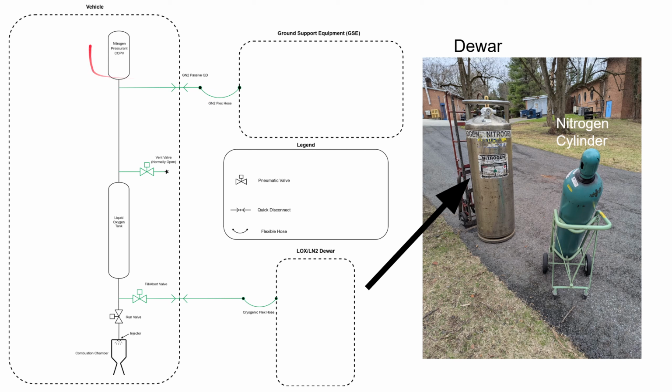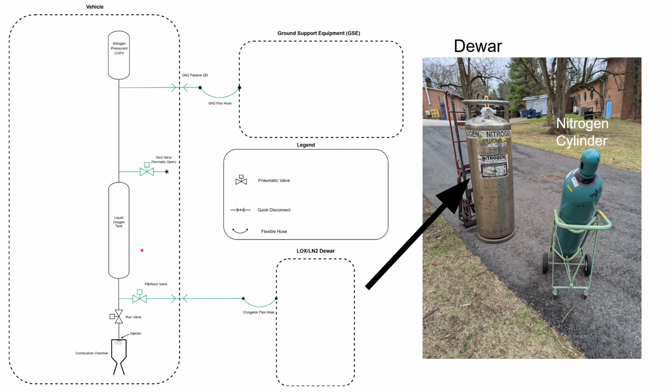On the other hand, our gaseous nitrogen is not cryogenic. It simply comes as pressurized gas in a cylinder like this, and that is connected to our ground station, which I'll talk about later. And when we want to fill, we fill it through this line and into the COPV.